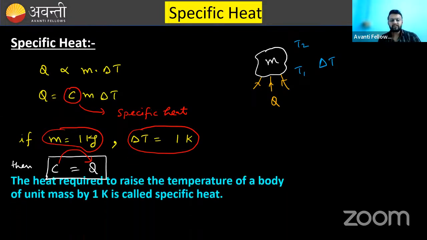So you can see the definition here. The heat required to raise the temperature of a body of unit mass by 1 Kelvin is called specific heat. You can repeat the definition along with me. What is specific heat? The heat required to raise the temperature of a body of what? Unit mass. By what? 1 Kelvin. This is simply called specific heat. I think till now, the definition of specific heat is clear.